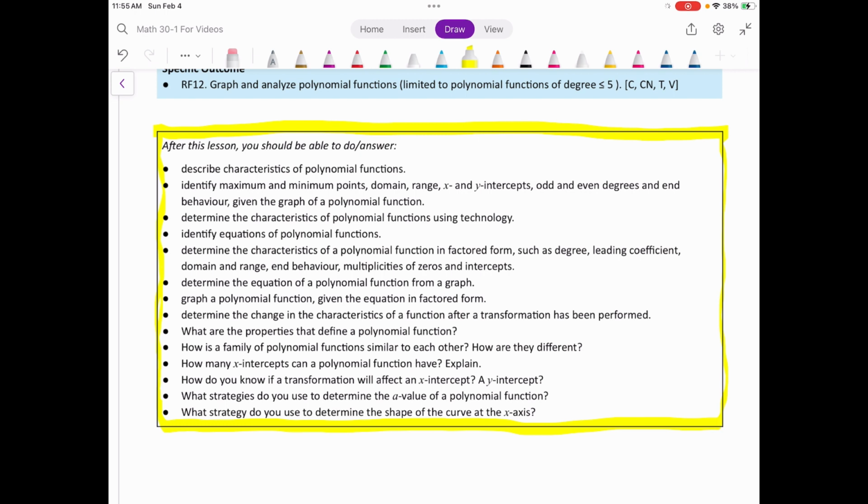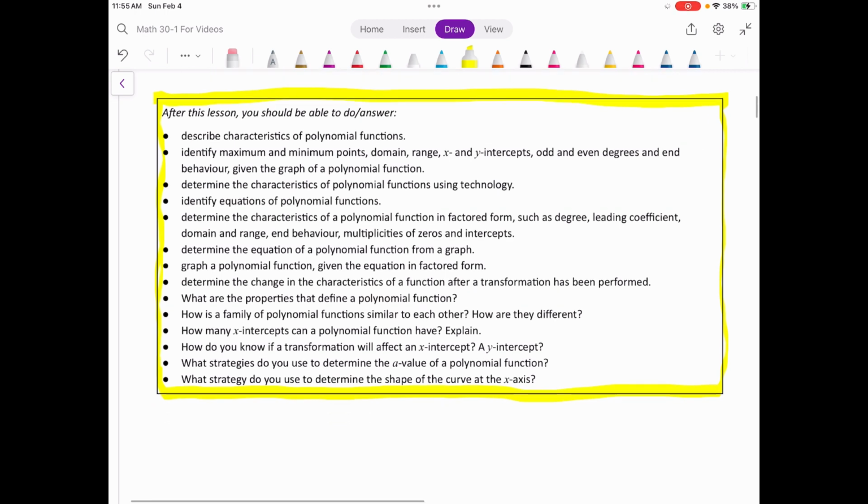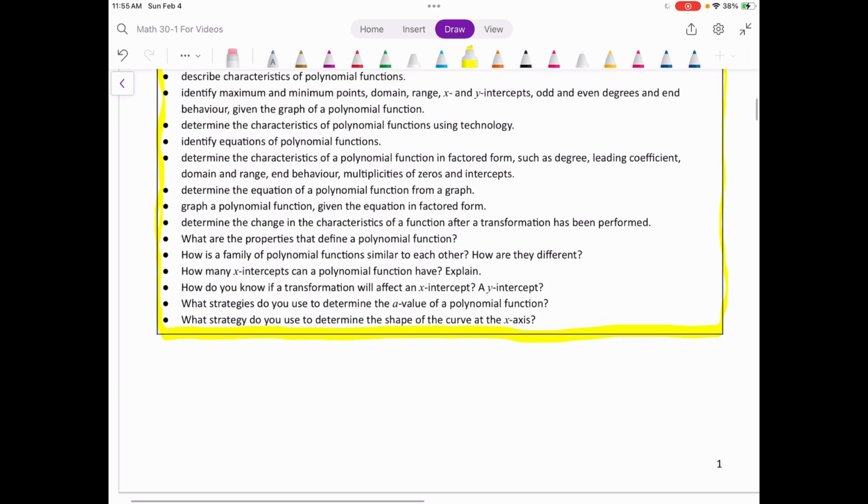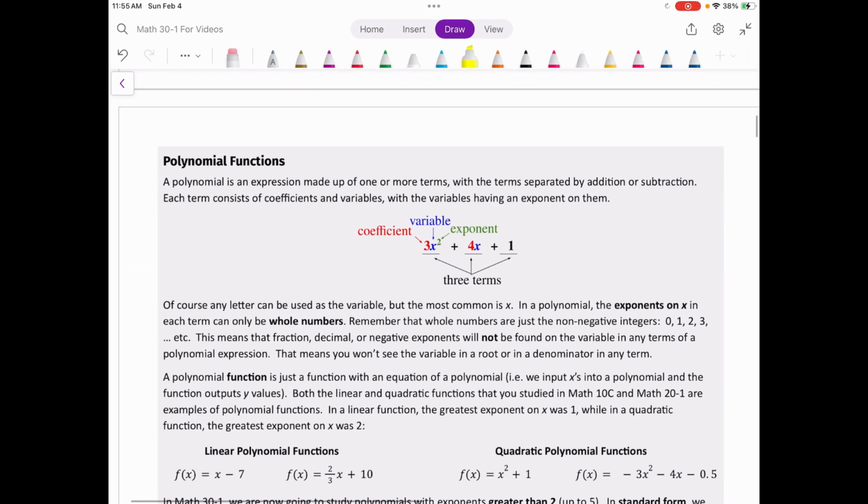Okay? So as always, there's kind of the checklist for the big ideas, the key skills that we're hoping to take away after this lesson. Use it to check in with yourself afterwards. So let's jump right in.